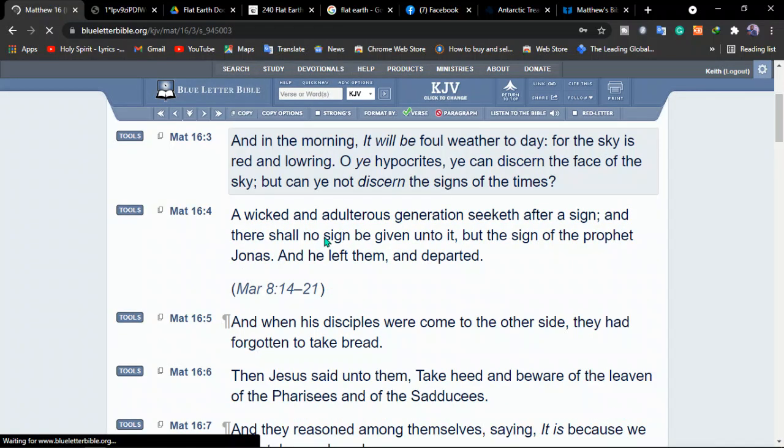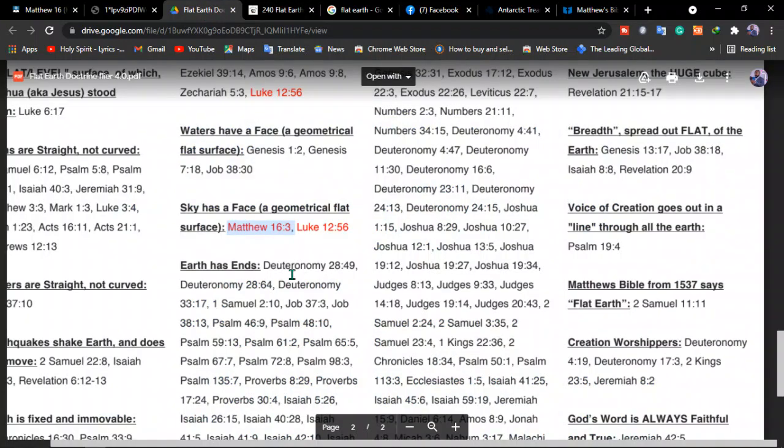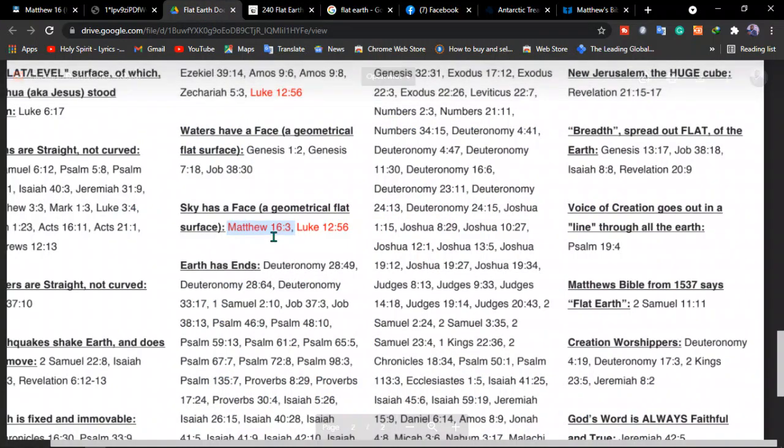Matthew 16:3. It says, "And in the morning, it will be foul weather today, for the sky is red and lowering. O ye hypocrites, you can discern the face of the sky, but you cannot discern the signs of the times." You see, the sky has a face. It has a look, a way it looks, all right? And this is a repetition of the same, I believe.